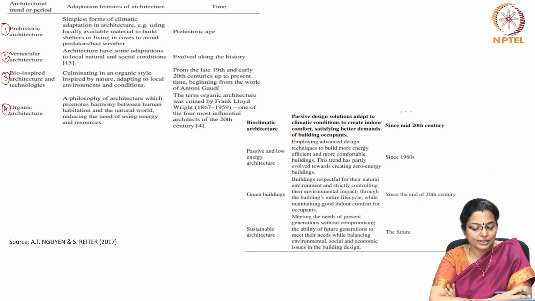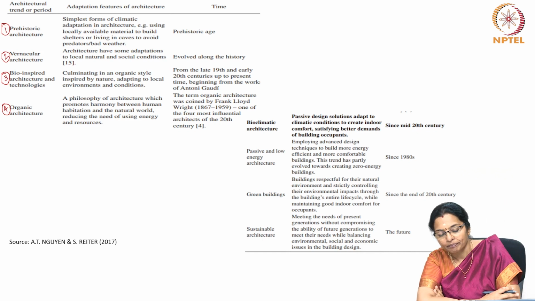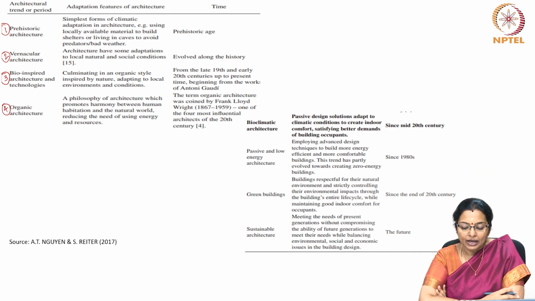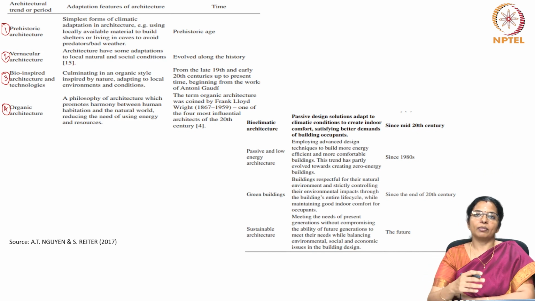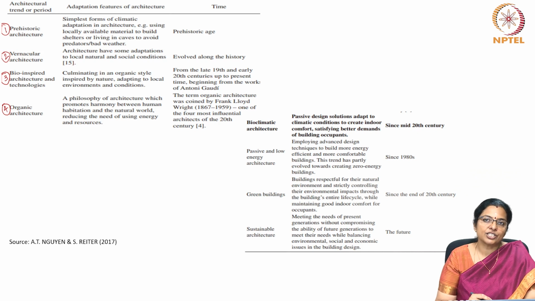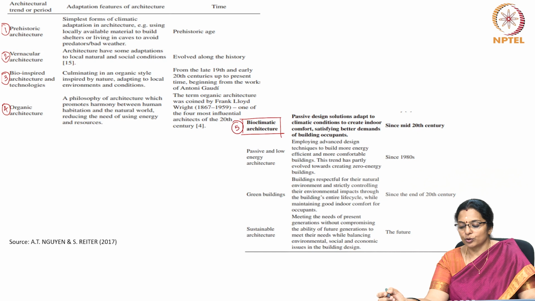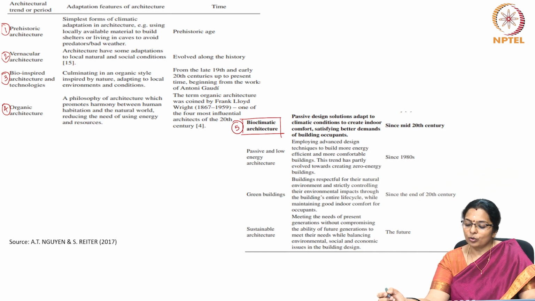Now, this is a philosophy of architecture which promotes harmony between human habitation and the natural world. This reduces the need for using energy and resources. This term was coined by F.L. Wright, as we all know, who was a very influential architect, and this principle was largely based on his observation of nature. As he grew up on the farms of his grandparents, he was able to observe nature very closely, and he tried to translate those principles into architecture at a later date, which was called organic architecture. And then came what we are studying here in this course, which is bioclimatic architecture. So, this talks about passive design solutions that adapt to climate to create indoor comfort.